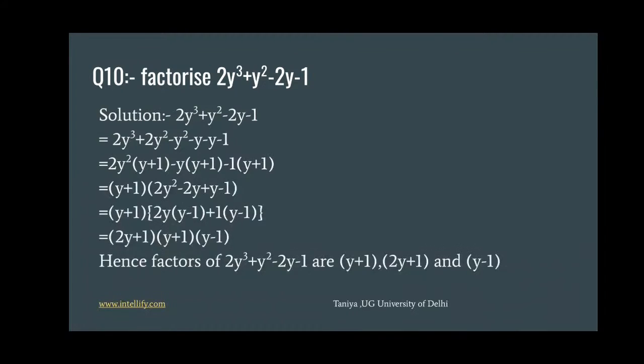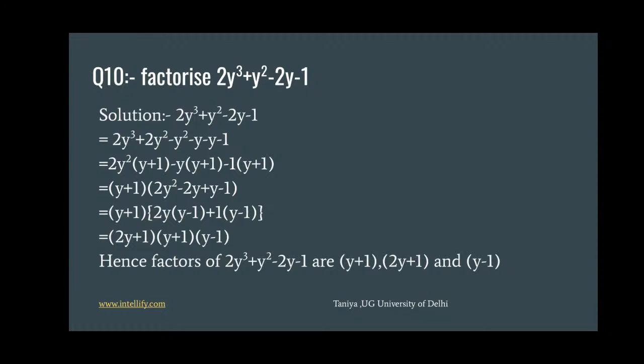The next question is: factorize 2y cube plus y square minus 2y minus 1. So in this question the given expression is 2y cube plus y square minus 2y minus 1. So y square can be written as 2y square minus y square, and minus 2y can be written as minus y minus y. So we will write like this in this equation, and we will take 2y square as common in the first two terms.